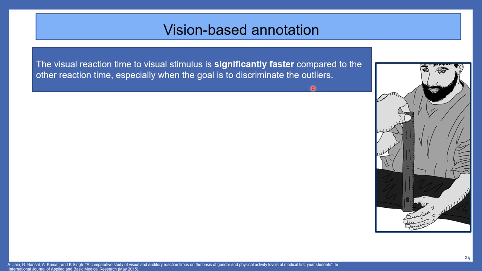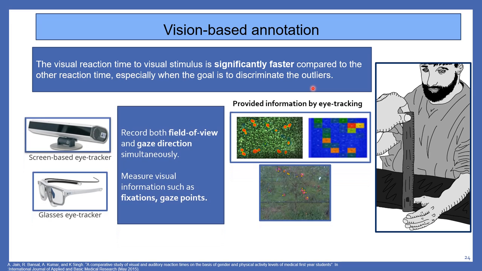But how can we capture human vision and use the information for doing the annotation task? By using eye tracking devices. Here you can see two versions of this device, screen-based and glasses-based eye tracking. Eye tracking records both field of view and gaze direction simultaneously, and it measures visual information such as fixation, gaze points, and so on. And here you can see some samples of output provided by eye tracking devices such as heat maps or bounding boxes.